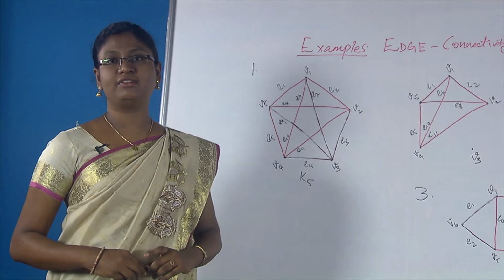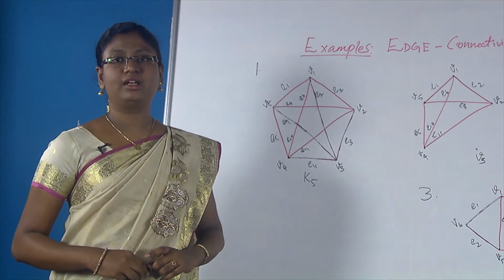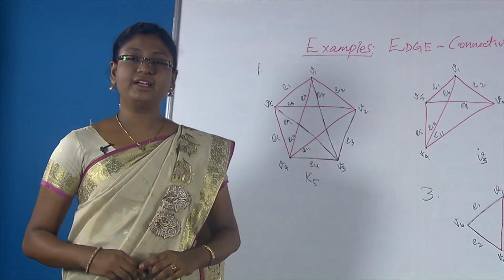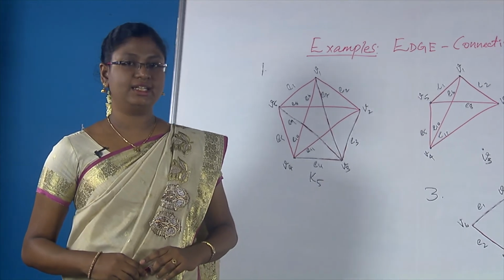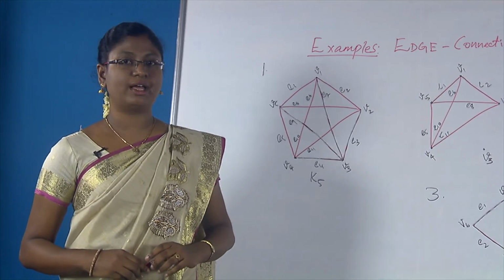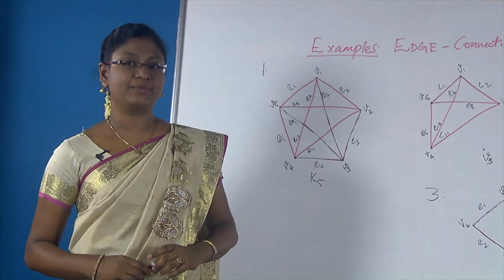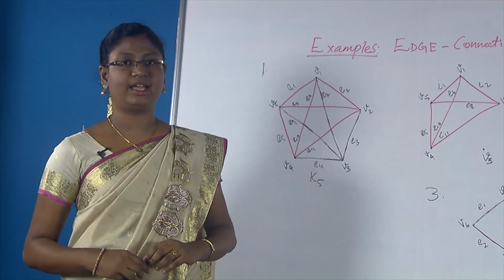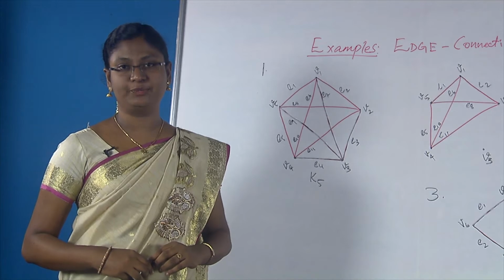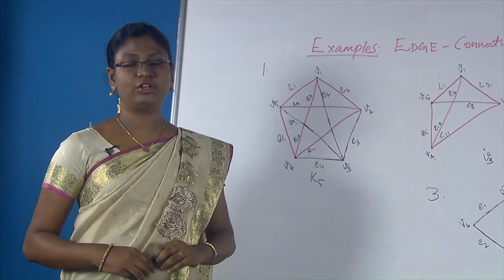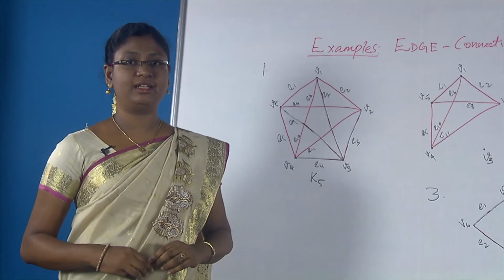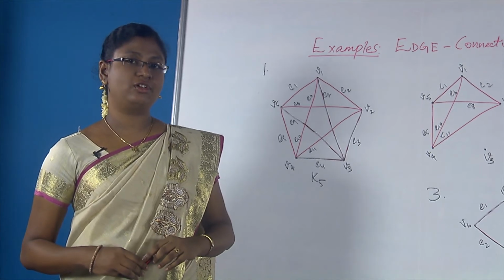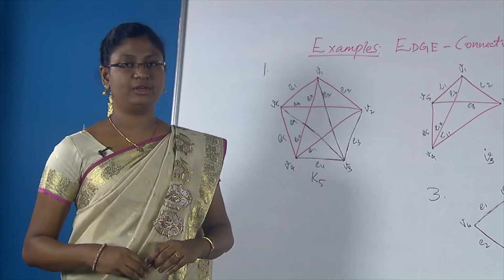Edge connectivity of a graph is represented by kappa dash of G. If a graph is already disconnected, then there is no need to remove a line to make it disconnected. So, the edge connectivity of a disconnected graph, that is kappa dash of G, is equal to 0. If it is a trivial graph, then also there is no need to take any lines from it. Therefore, for a trivial graph also, edge connectivity is equal to 0.